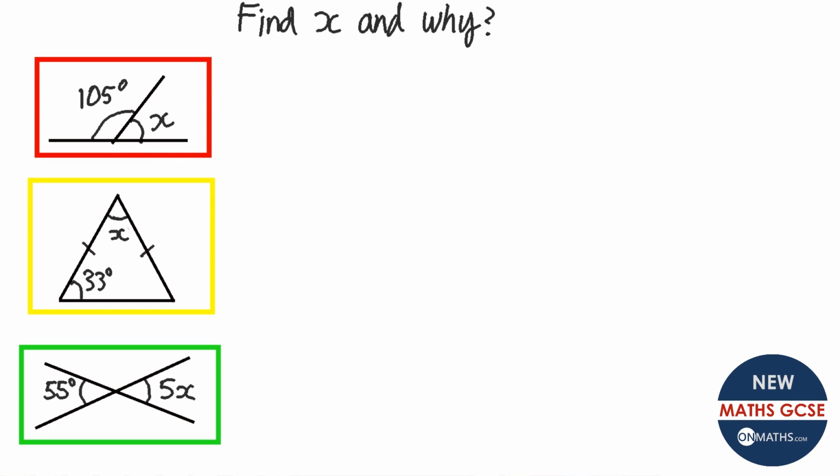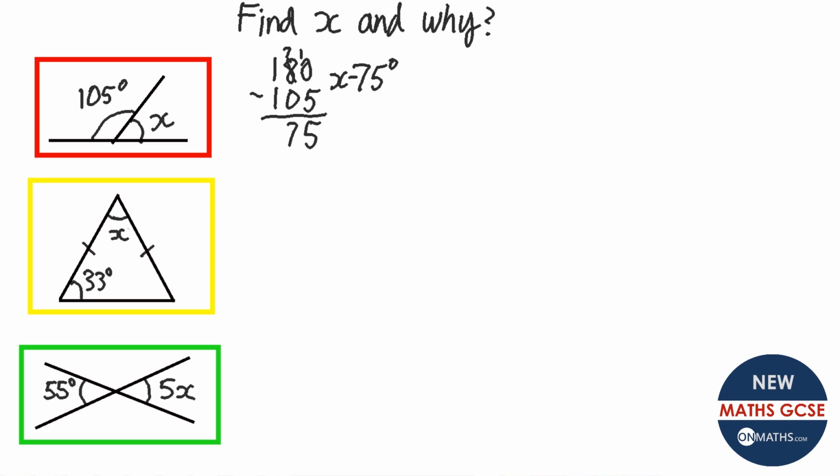So the first one, we're looking to find x. Now we have a straight line here, and all angles on a straight line add up to 180. So all we need to do on this one is just do 180 take away 105. So we're going to have to nick one off there. So 10 take away 5 is 5, 7 take away 0 is 7, and 1 take away 1 is 0. So it's 75 degrees.